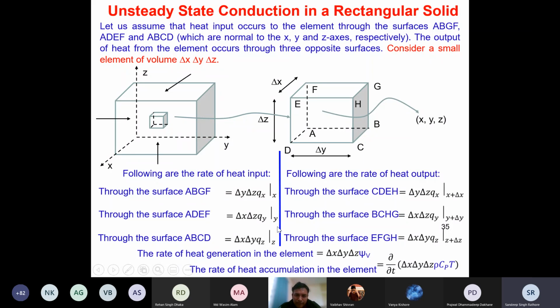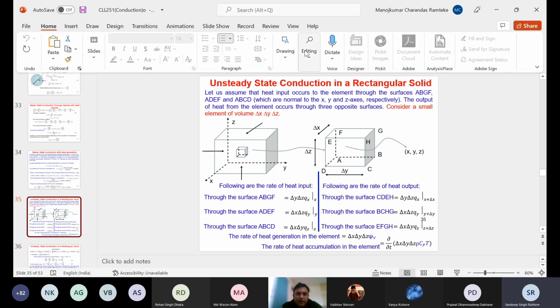Qy at Y. Similarly, the heat coming through the face ABCD will be what? That is coming from down to up, isn't it? Something like this. Maybe I'll just show by arrow.